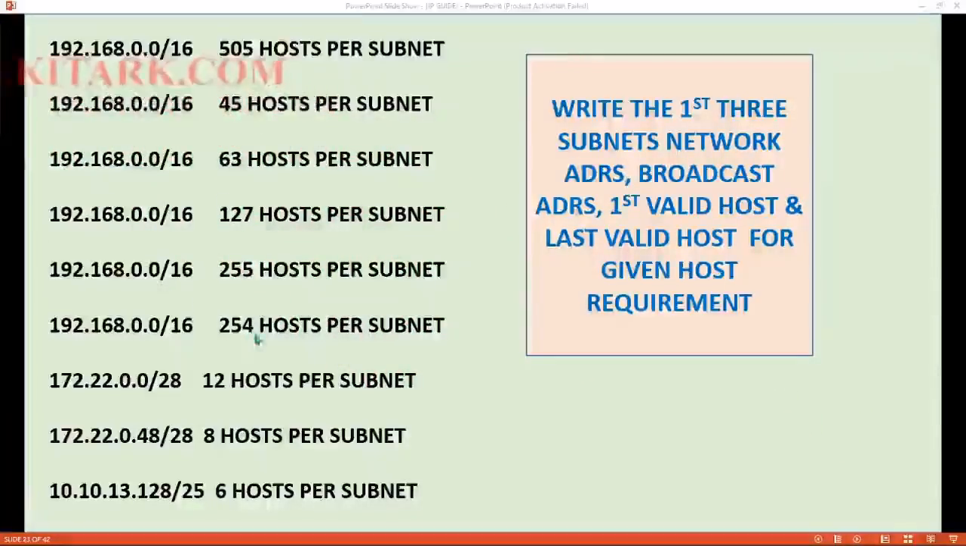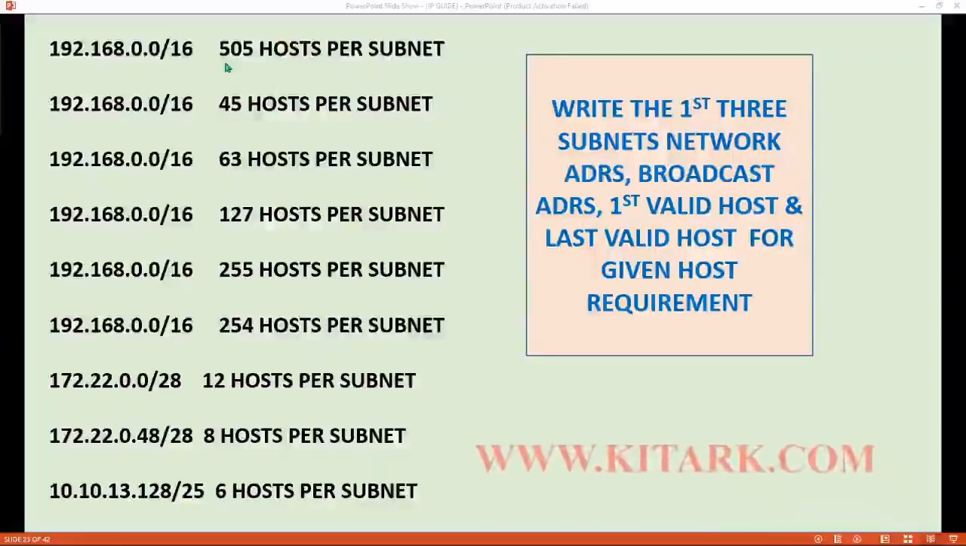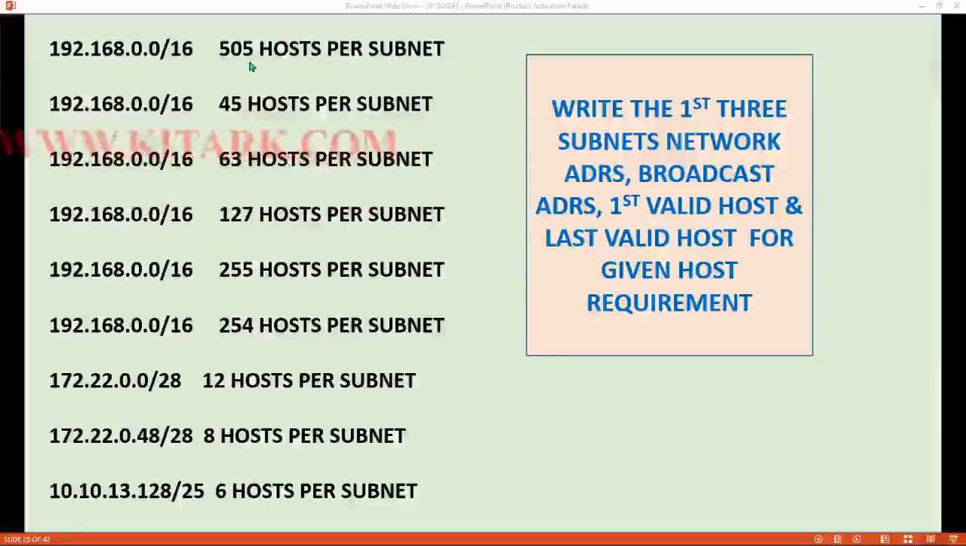For each of these questions, you can see there's a hint. As I told you, if they specify the hosts per subnet, definitely you go for 2 to the power h greater than or equal to, and the value must include +2 for the network address and the broadcast address. So if they specify 505, you add 2 and 507 should be your calculation: 2 to the power h greater than or equal to 507. For 45 hosts, you specify 2 to the power h greater than or equal to 47.